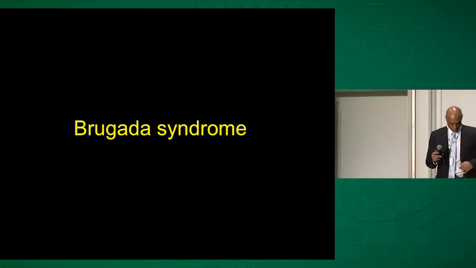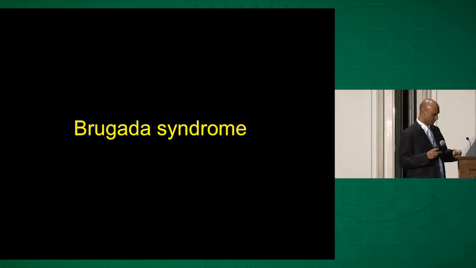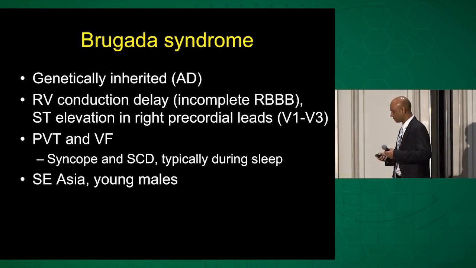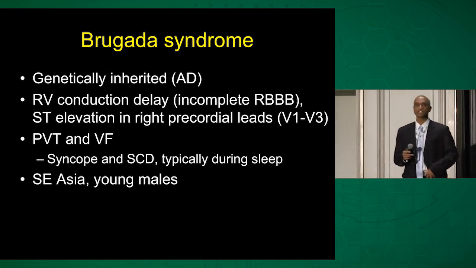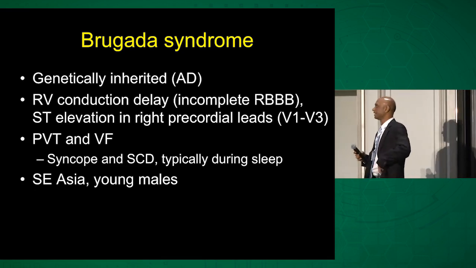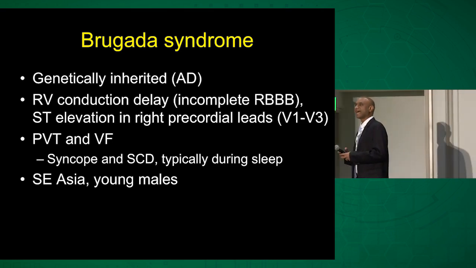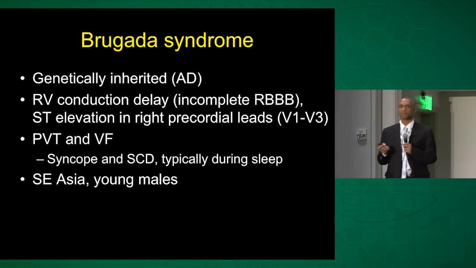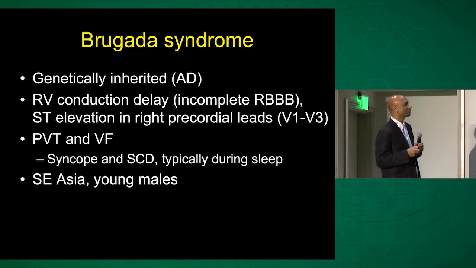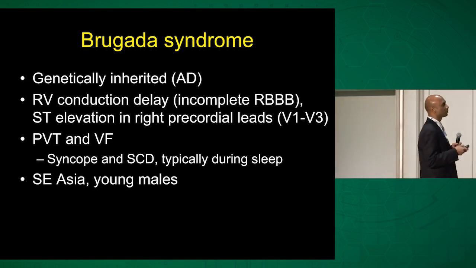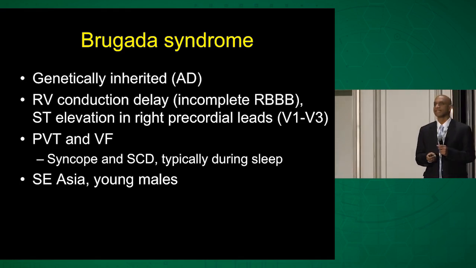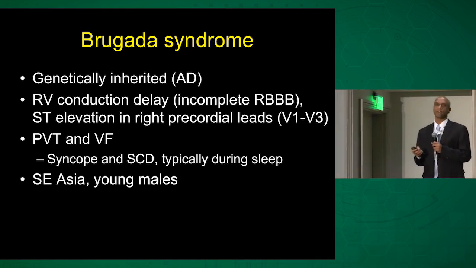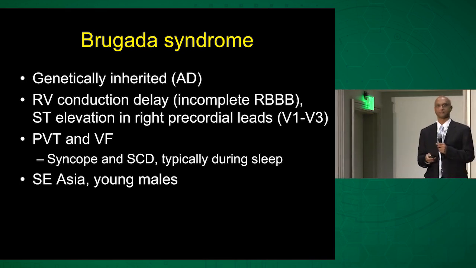So moving on to Brugada syndrome. Brugada syndrome is also a genetically inherited syndrome. The characteristic ECG abnormality here is incomplete right bundle branch block with ST segment elevation in the right precordial leads, V1 to V3. The characteristic arrhythmia is polymorphic VT and VF that causes syncope or sudden cardiac death.